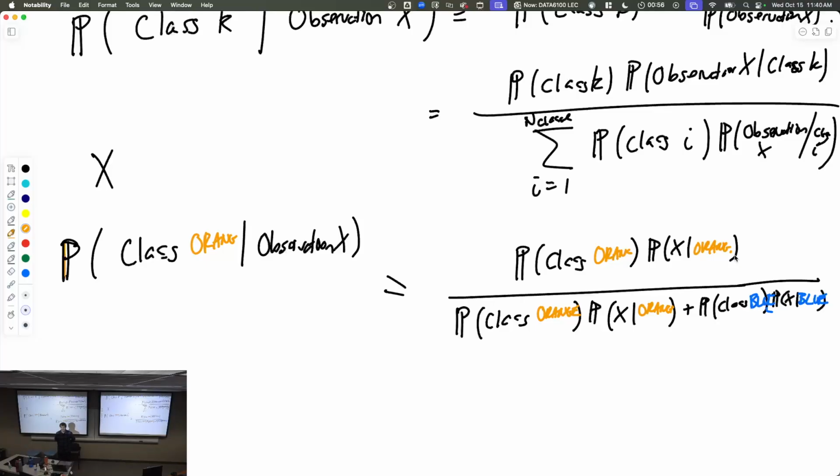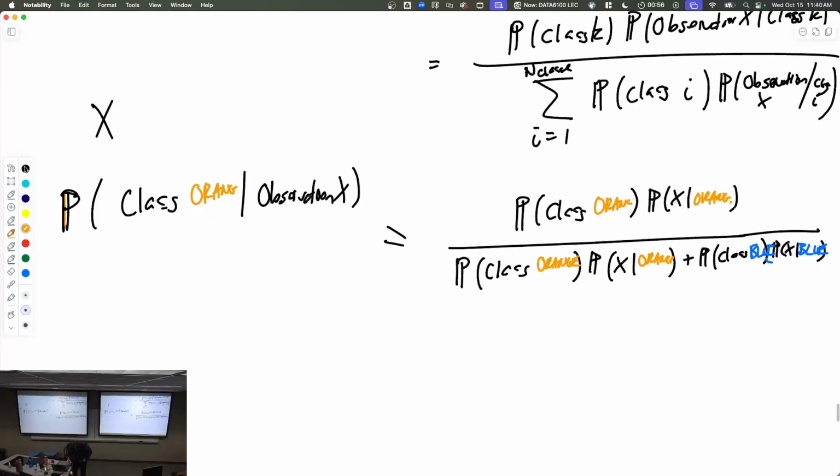Any questions or comments at this point with the overall big picture? We're going to get into specifics of how to do it. Okay, that's Bayes' theorem. The key thing that we've got to do is figure out this guy, the probability of x given orange. So this is the new problem.